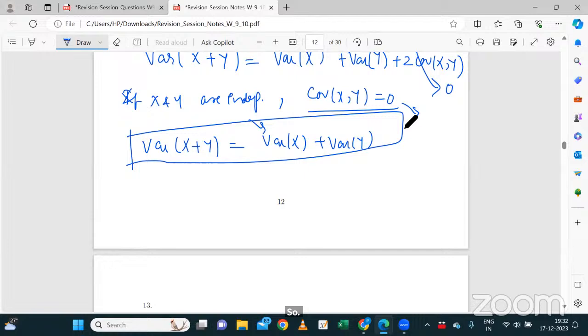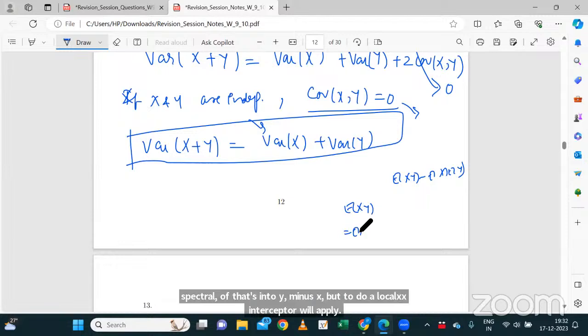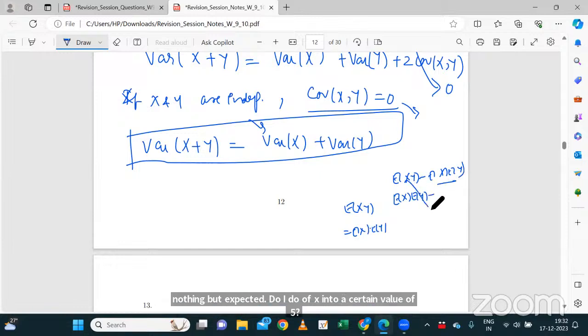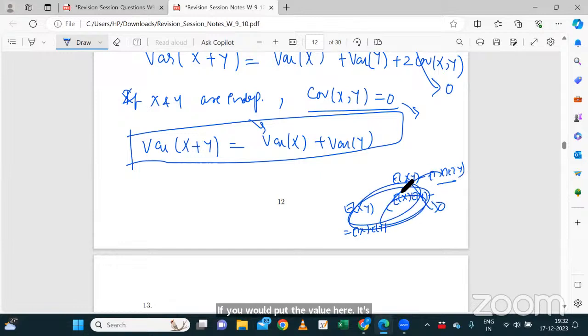Covariance is defined as expected value of x into y minus expected value of x into expected value of y. If x and y are independent, then expected value of x into y is nothing but expected value of x into expected value of y. If you put the value here, this will become 0. That is something we will discuss later, so it's not a concern here.